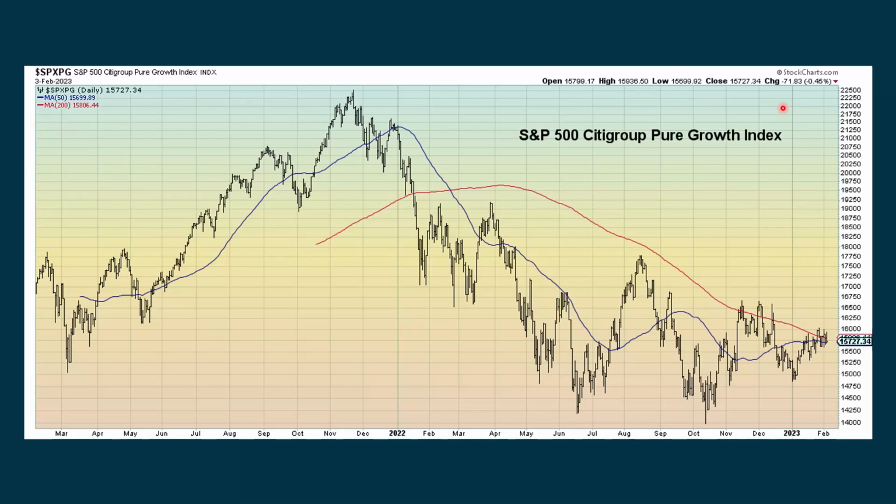Another thing that we look at is growth versus value. This is a pure growth index where it shows that it's still in an overall downtrend. We're getting close. If we can see growth break out here, we might get a golden cross where the 50-period moving average moves above the 200-day moving average, but it hasn't happened yet.